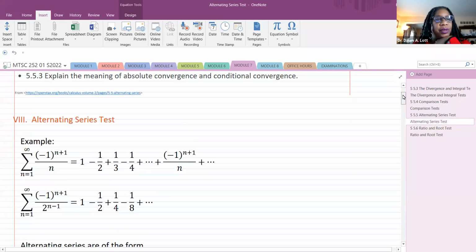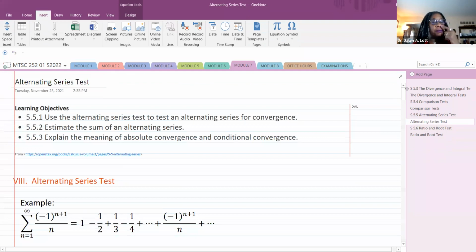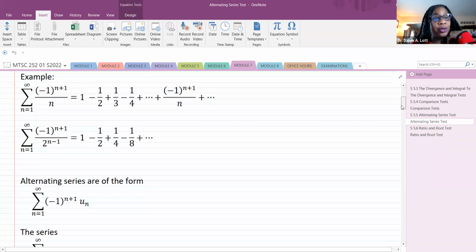Okay, hello everyone. So we're going to finish up the alternating series test today and do the ratio and root test. I think you will like them. I liked them very much when I learned them in college. I don't know why, I just thought they were pretty cool.